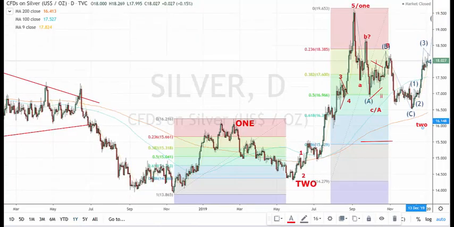Silver is similar. Basically saw the low back in November 2018. So we've got a 1, 2. I think this is a 1 of 3 again. This could be a 4, but I think it's probably more likely to be a 2. Almost at the 61.8% level, not quite. And now I've got an impulsive rally up, suggesting that low is actually in.